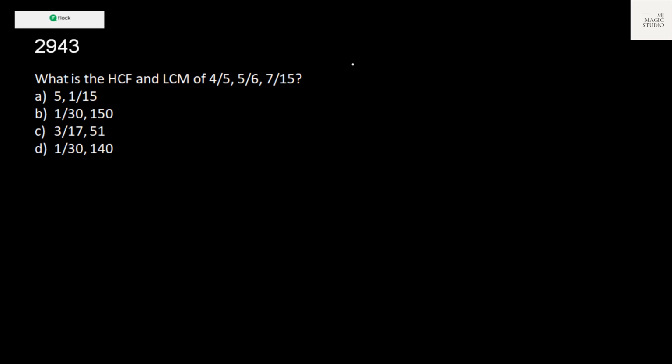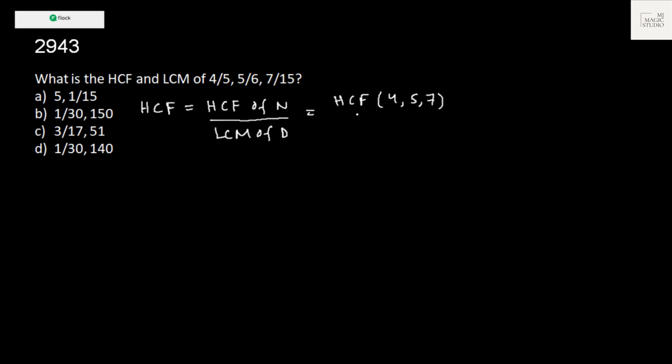One classical property based on HCF LCM in case of fractions. In case of fractions, HCF is HCF of numerators divided by LCM of denominators. So this should be HCF of 4, 5, 7 divided by LCM of 5, 6, 15. So HCF of the numerators would be 1, and LCM of 5, 6, 15 would be 30. Yes, so HCF here is 1 by 30.